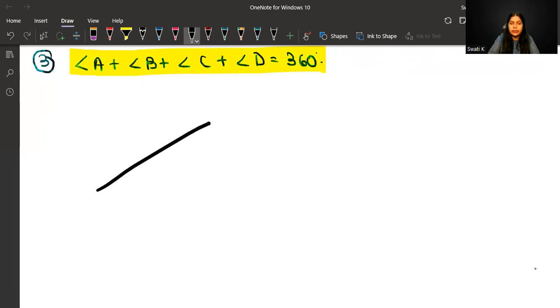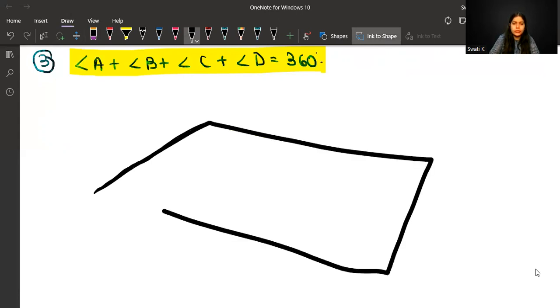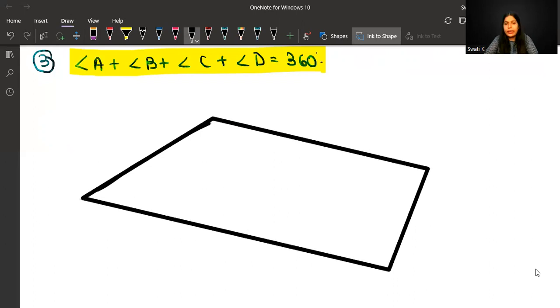For that, I'm going to draw a quadrilateral. Any quadrilateral I can take. I'm just taking a random quadrilateral, and let us see why this is going to be 360 degrees. So this is A, this is B, this is C, and this is D.